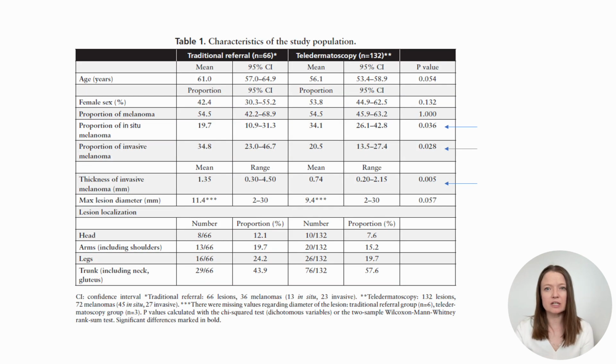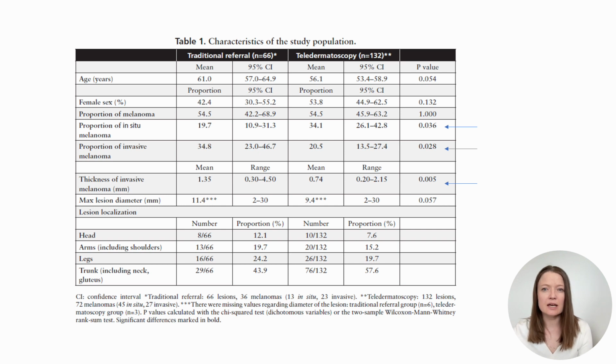We observed a trend in our study where thicker melanomas were found in the traditional referral group, while thinner melanomas and more in situ melanomas were detected in the teledermatoscopy group. This suggests that the combined use of dermatoscopy and teledermatoscopy could significantly improve early detection of melanoma, resulting in a higher rate of in situ melanomas and melanomas with lower Breslow thickness.